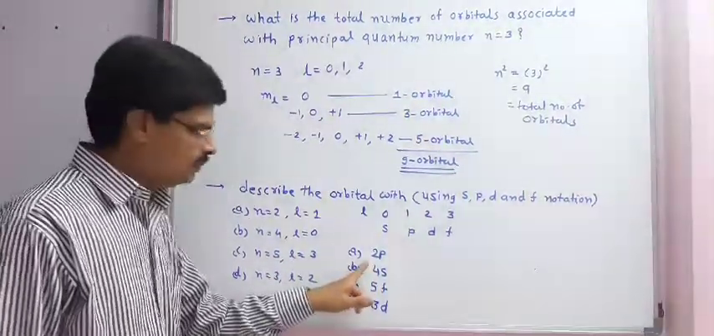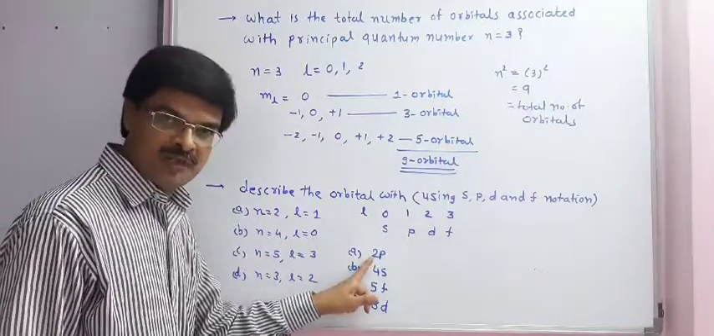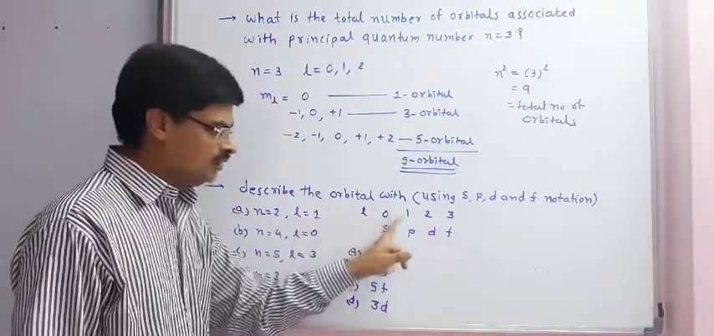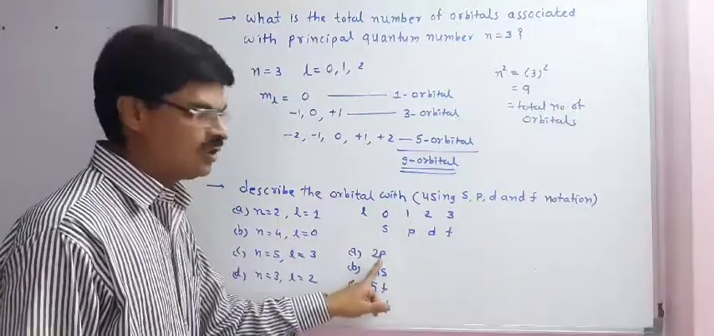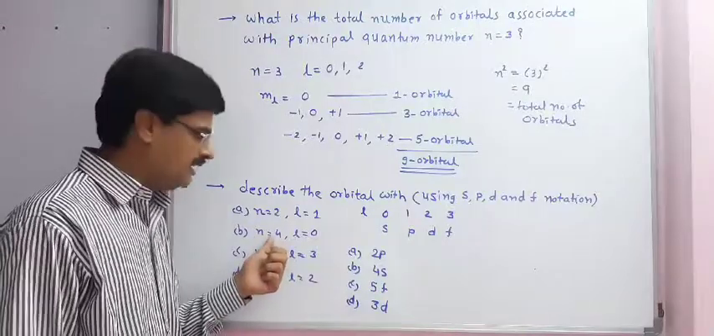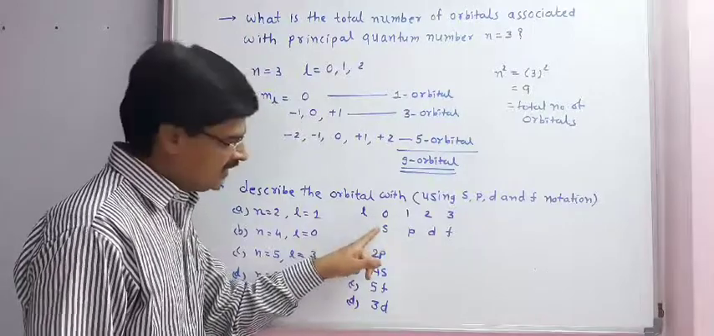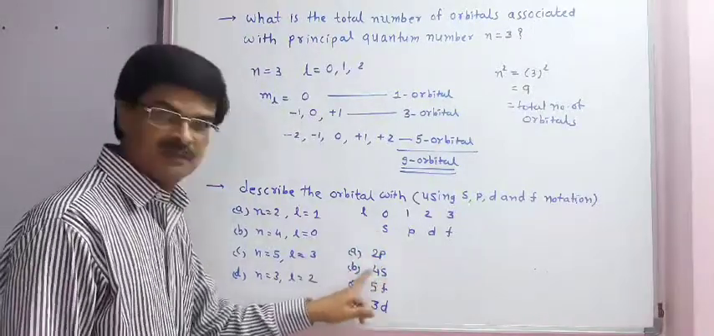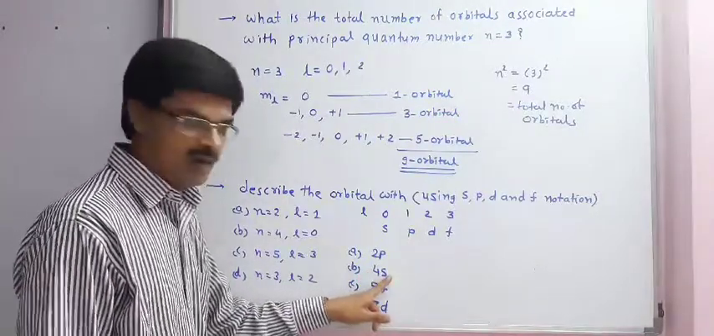Why is the answer 2p? Because the principal quantum number is 2. So first we have to write the principal quantum number, and the L value is equal to 1. If L is equal to 1, then the subshell is p. That is why it is known as 2p. In the same way, in the second one, the principal quantum number is 4 and the L value is equal to 0. So if L is 0, then it is the s subshell. Therefore, the second answer is 4s. First we have to write the principal quantum number and second we have to write the azimuthal quantum number.